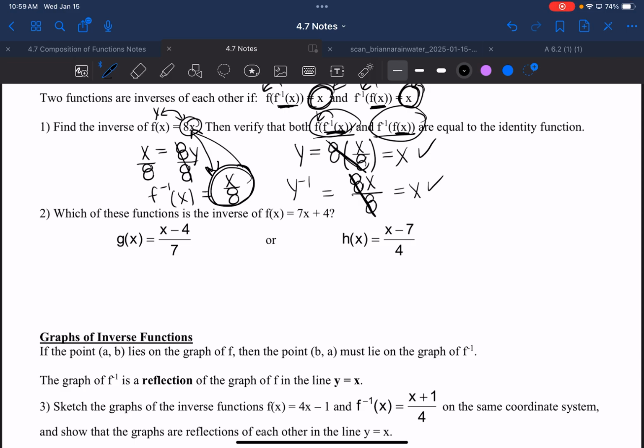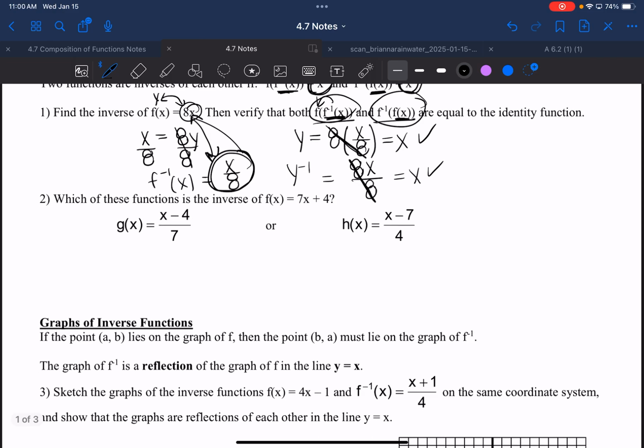All right? Okay, so I want you guys to do number 2. I want you to come up with the inverse function of 7x plus 4. It says it should be one of these two options down here. Once you figure out which one it is, then I want you to verify it. So just plug it in like we did here. All right? So I'll give you a second to try number 2 on your own, and then we'll go over it.